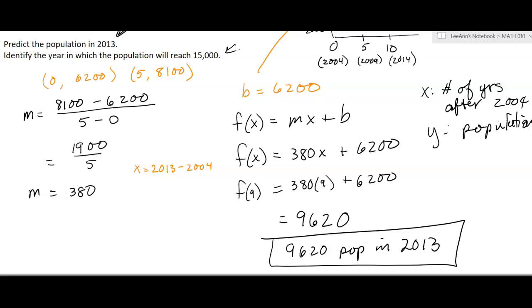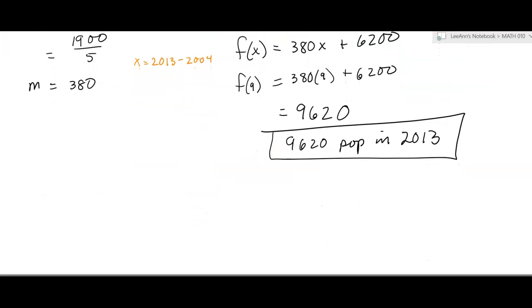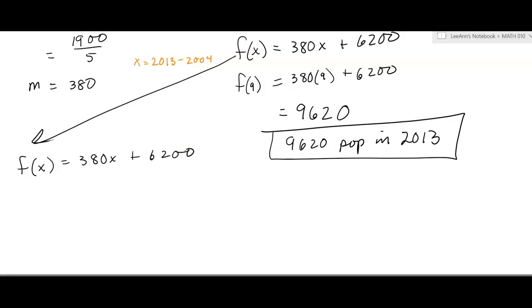It says identify the year in which the population will reach 15,000. So they're giving us the population, the f of x or the y, and we're trying to figure out the year, which is x. Okay, identify the year. Okay, we use the same model. So f of x equals 380x plus 6,200. But we know the population, the output this time. So we're going to have to subtract the 6,200.